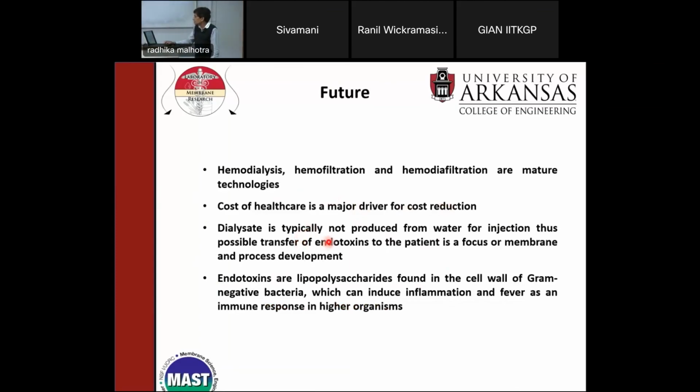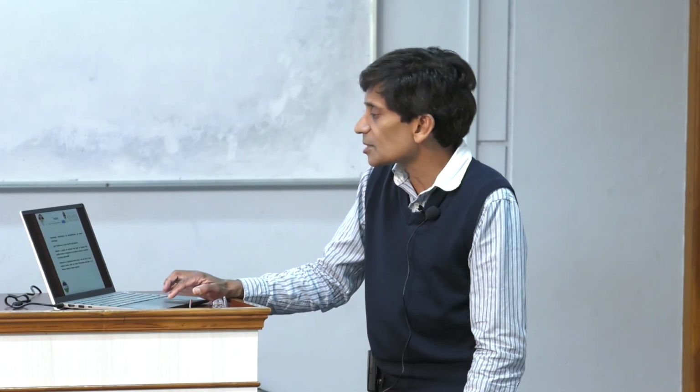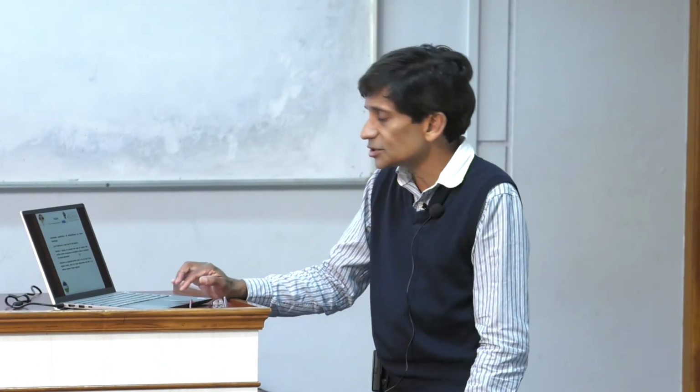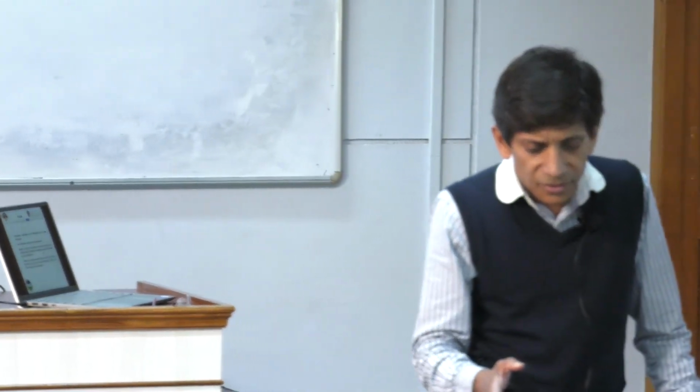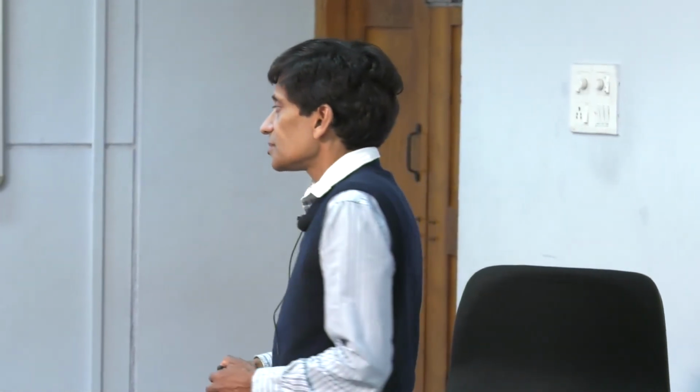Dialysate is typically not produced from water for injection. Thus, there's a possibility of transfer of endotoxins to the patient. So what is this? So you know the dialysate fluid, you could use water for injection. This is water that is highly purified that you would use in a drip or something else. The industry doesn't use that, okay? That's just the way it's developed, and today there is no motivation to do it. It's just going to cost a whole lot more. So they don't do that.